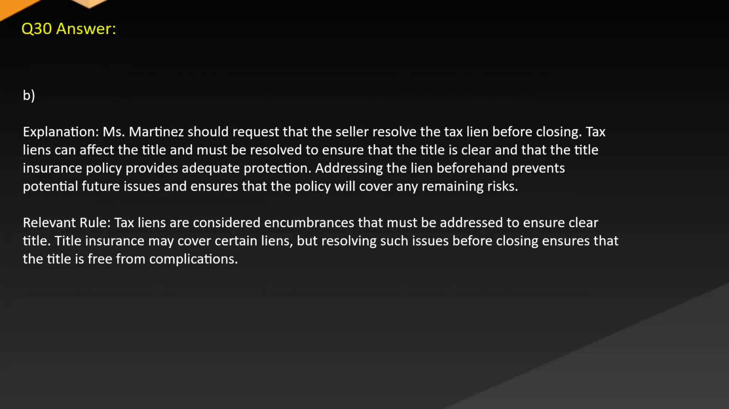Answer B. Explanation. Ms. Martinez should request that the seller resolve the tax lien before closing. Tax liens can affect the title and must be resolved to ensure that the title is clear and that the title insurance policy provides adequate protection. Addressing the lien beforehand prevents potential future issues and ensures that the policy will cover any remaining risks. A relevant rule. Tax liens are considered encumbrances that must be addressed to ensure clear title. Title insurance may cover certain liens, but resolving such issues before closing ensures that the title is free from complications.